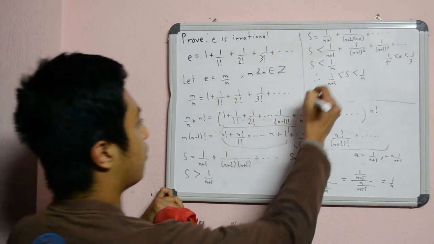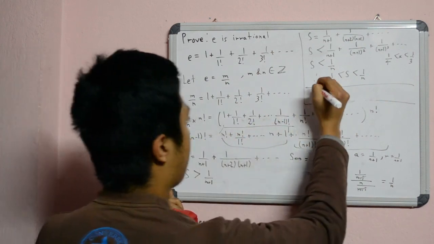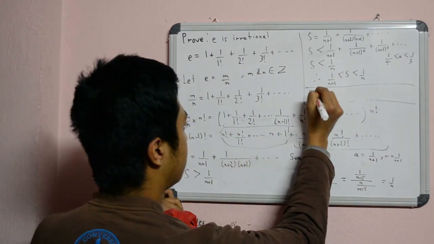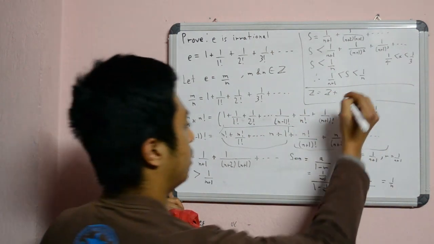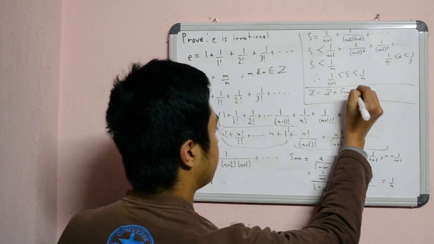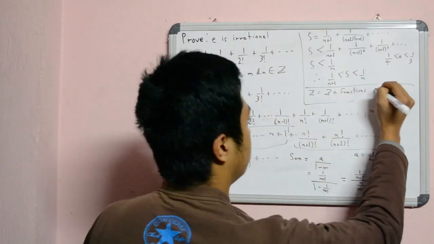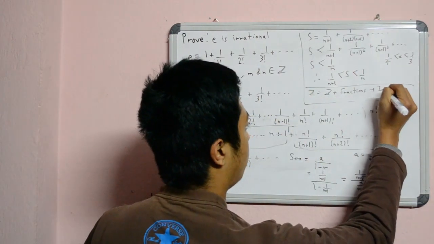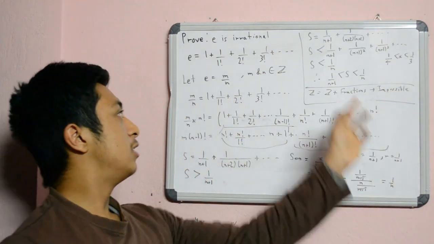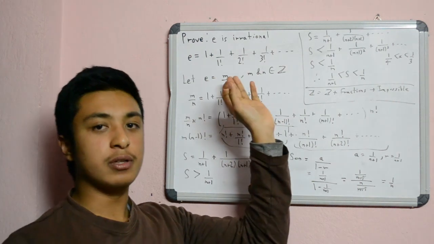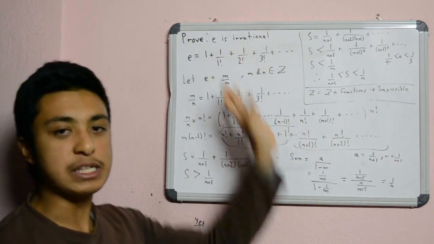And here we can prove that from over here we have an integer equal to an integer plus some fractional value, which is impossible. So this is impossible, and hence, since we had let e be rational and we contradicted that, that means e must be irrational.